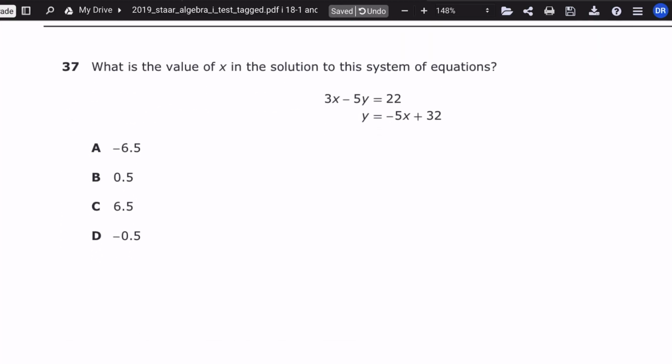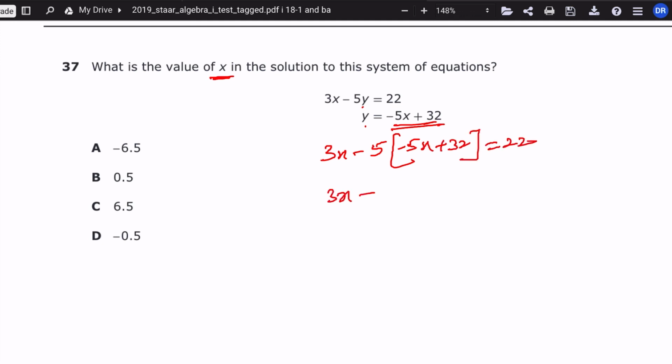Then 37. What is the value of x in the solution to the system of equations 3x minus 5y equal to 22, y equal to minus 5x plus 32? Now the question is asking for the value of x. So we substitute this y in this equation, the substitution method. 3x minus 5 into, in the place of y, we put minus 5x plus 32, which is equal to 22.